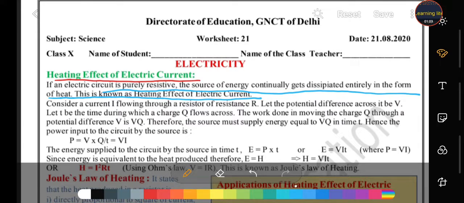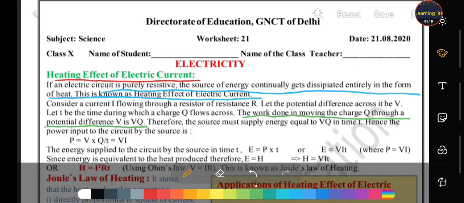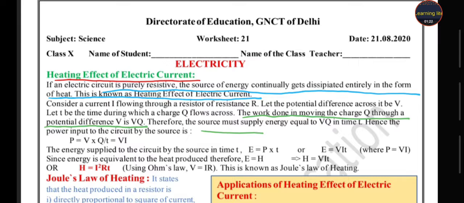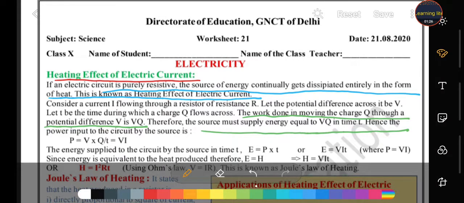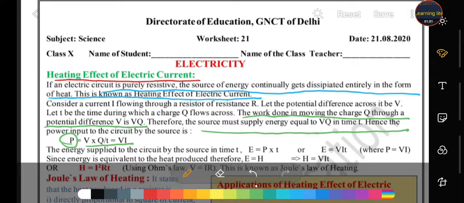For example, if we have a resistance R and current I flows through the resistance and the potential difference is V, then the work done in moving a charge of Q coulomb through a potential difference of V is VQ. So the source must apply energy equal to VQ. So our power is V into I. I means Q upon T, how much charge flows from one point to another in a given time.